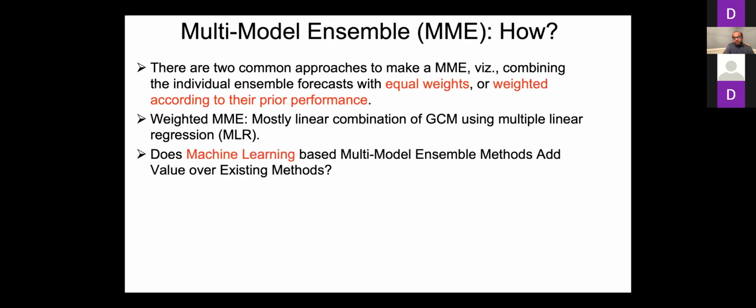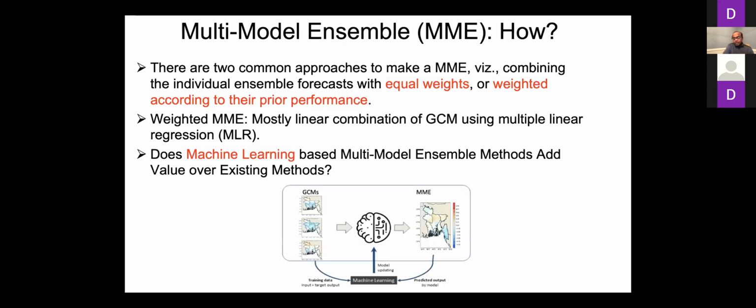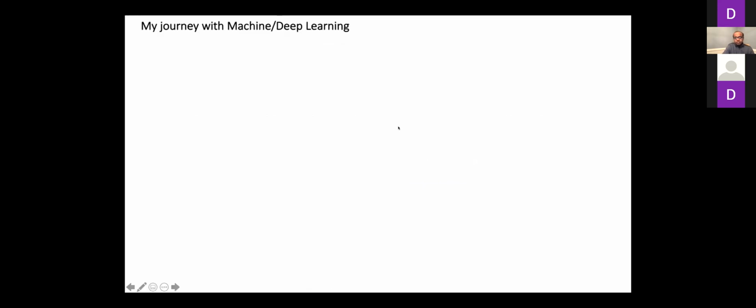So on that note, I'm thinking about whether machine learning can improve this whole multimodel ensemble system, because machine learning can give us some added value. So we started thinking about using machine learning as a tool for the multimodel, giving the same input and getting an output. So the question is, should we use machine learning just because it is a buzzword nowadays? The answer is not that. I have been working on machine learning for 10 years now.